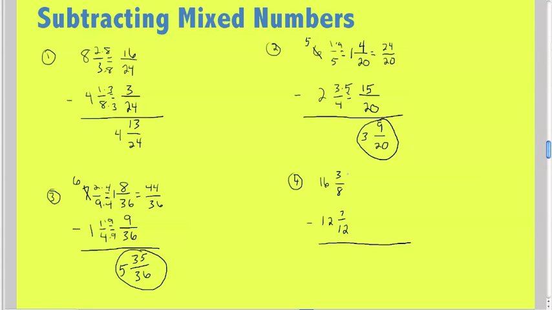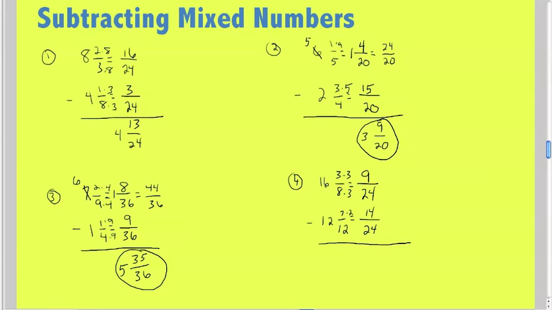Last one here, we have 16 3/8 minus 12 7/12. Common denominator here is going to be 24. The least common denominator is going to be 24. And remember in the beginning I said a lot of times you can multiply the denominators together. In this case, 8 times 12 is going to give us 96. That is not the least common multiple. So it's a trick that works sometimes. So to get from 8 to 24, I multiplied by 3. Let's multiply the top by 3. It's going to give me 9. From 12 to 24 is times 2. So let's multiply the 7 times 2, and it'll give me 14.